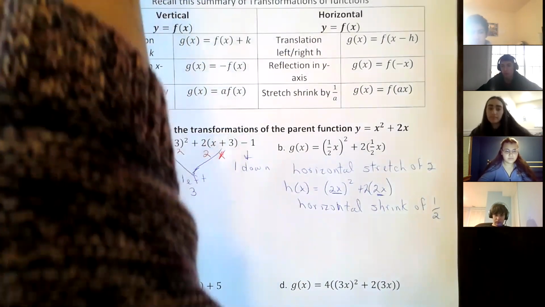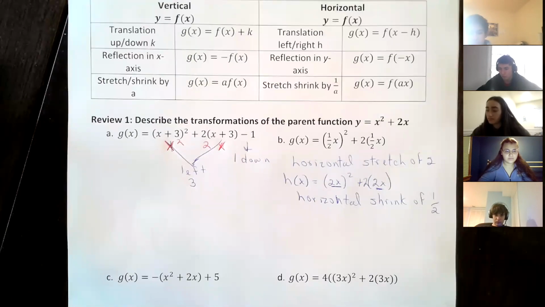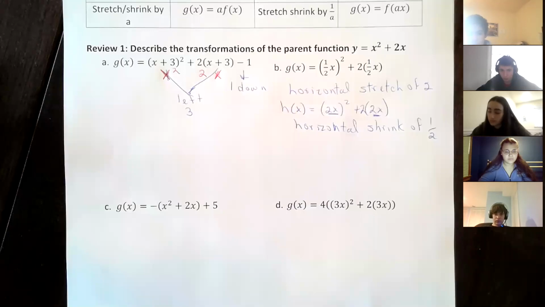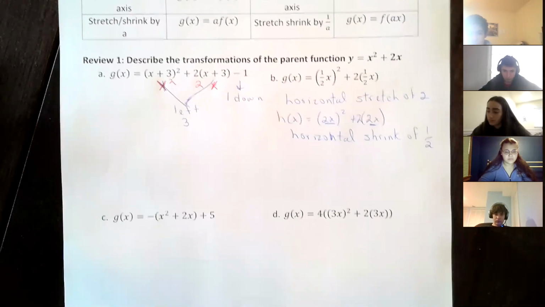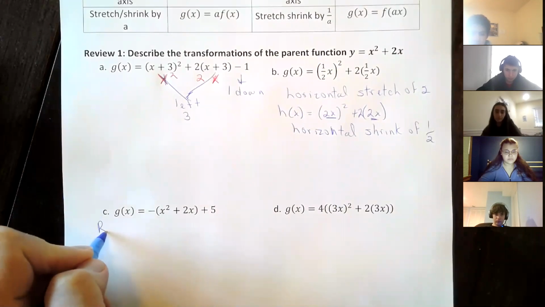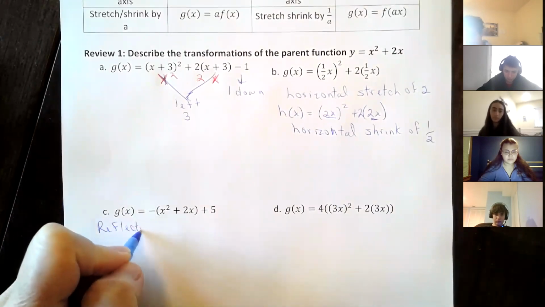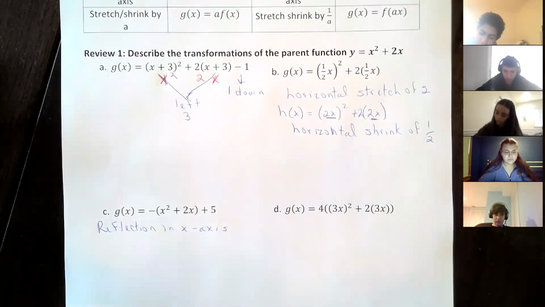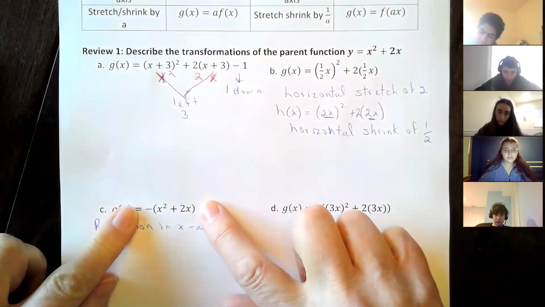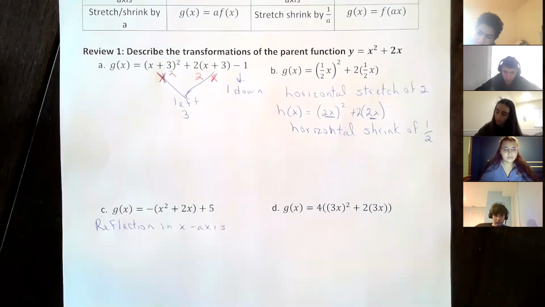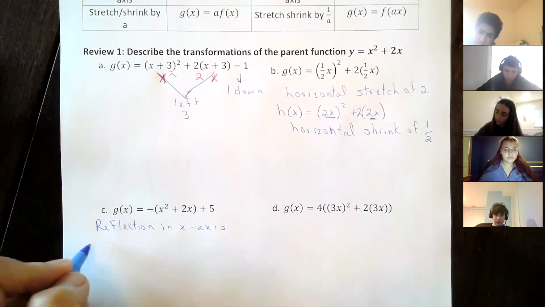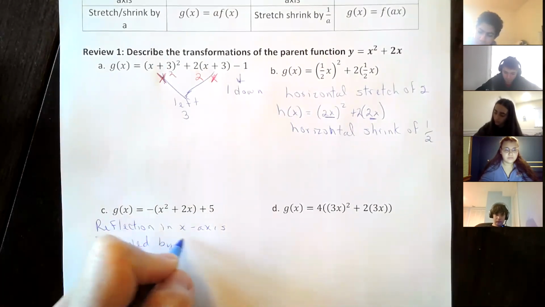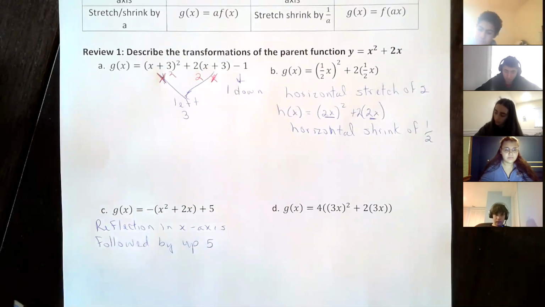Okay. Can I do C? Yes, you can. There are 2 of them, I'll tell you that. So it looks like it's a reflection in the x-axis. Tell me why. The negative is outside the whole function, so that means it's vertical, so it's a reflection in the x-axis. And it's up 5 because it's +5 at the end. And you gave that in the right order: a reflection followed by a translation up 5.